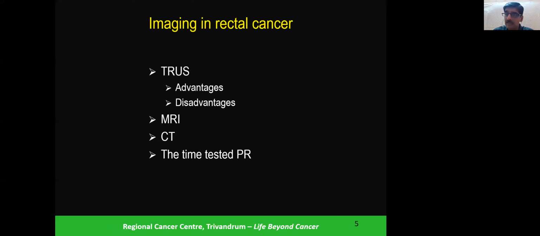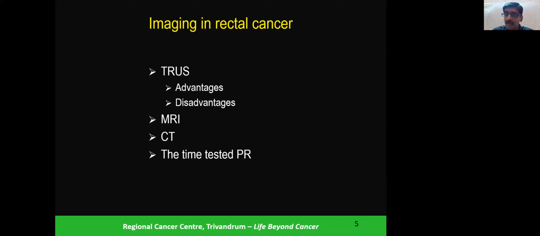local resection methodology. But if you want to image the nodal status or if you want to image the mesorectal fascia, then TRUS is not the imaging modality of choice, it is MRI. In addition to that, TRUS has some disadvantages also because it is highly operator dependent. If the radiologist is good, then your TRUS report is going to be sensitive. But if the radiologist is not competent, then there is a problem with that. The other disadvantage of TRUS is that in case of an obstructed lesion, TRUS doesn't come in handy.